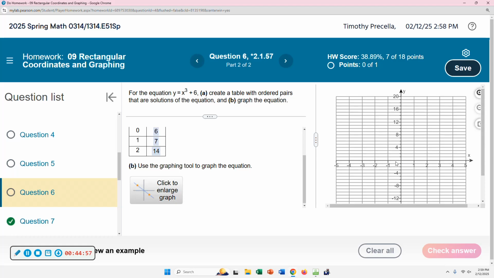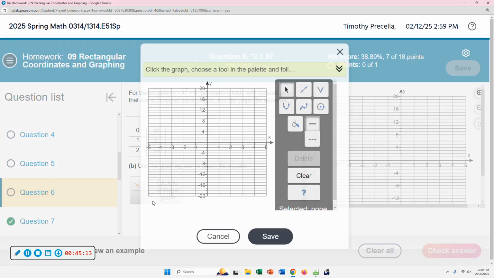Look at how this graph is drawn. Do you see what they've done? They've made it really narrow on the x-axis, but look how wide the intervals are on the y-axis. So be careful when you're graphing the thing.